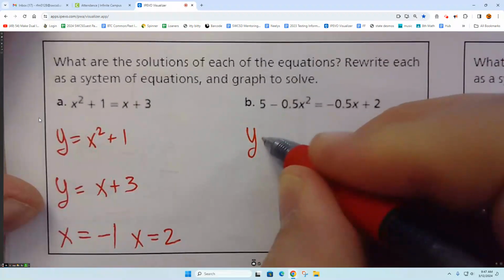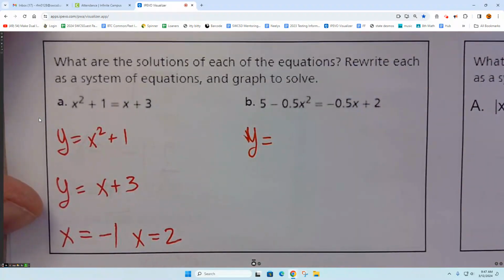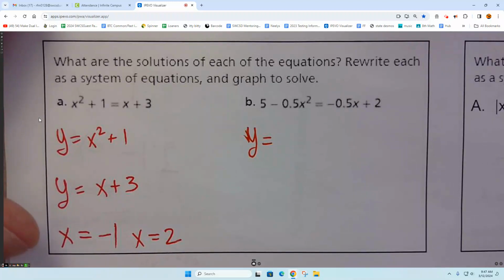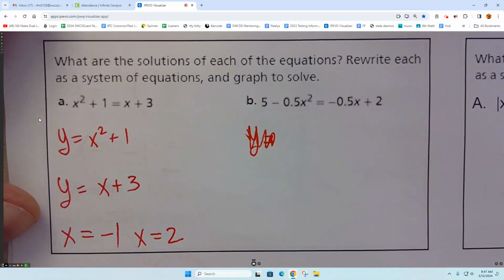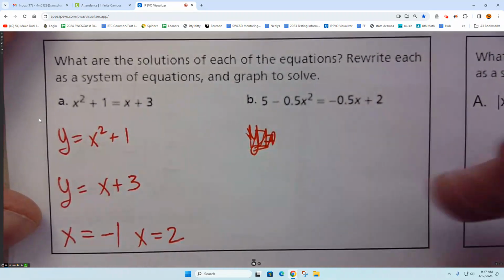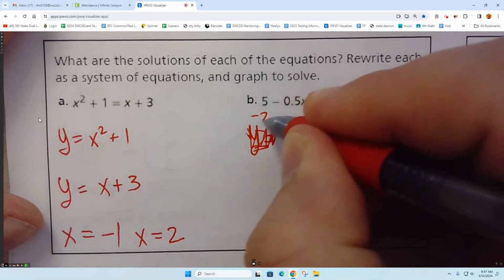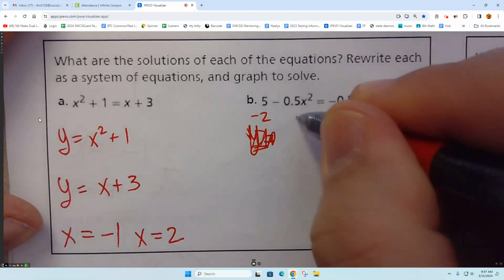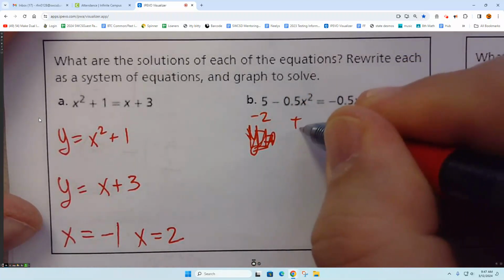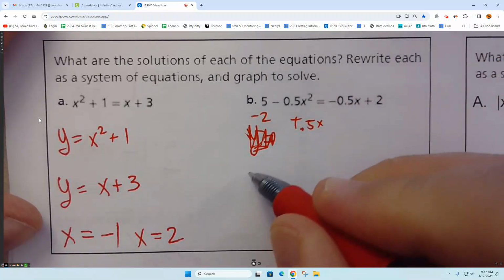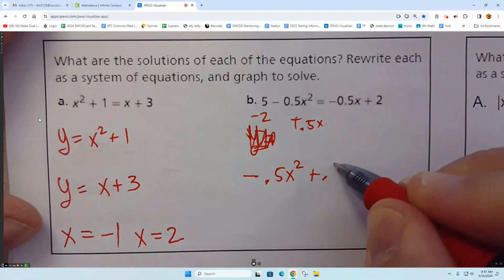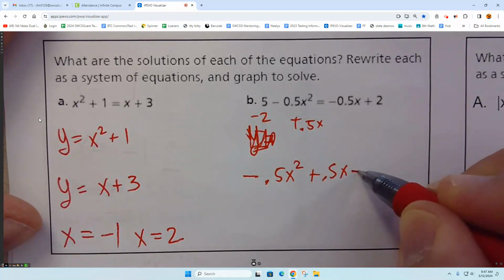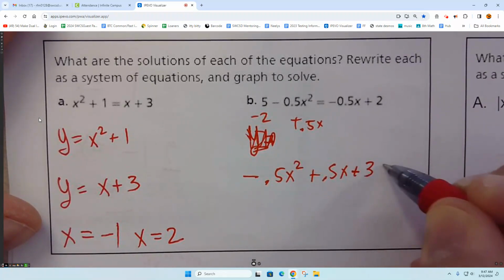The next one, y equals. Actually, I'm going to show you a different method. The other method is called the zero method. So I'm just going to move everything to one side. I'm going to subtract 2. I'm going to add 0.5x, and I'm going to get negative 0.5x squared plus 0.5x plus 3 equals 0.